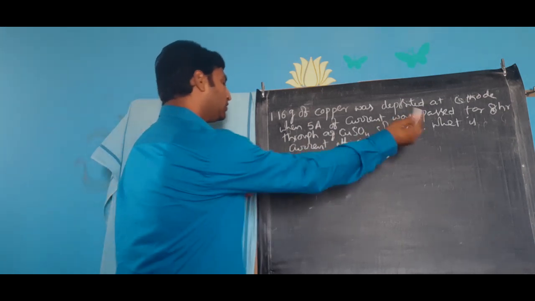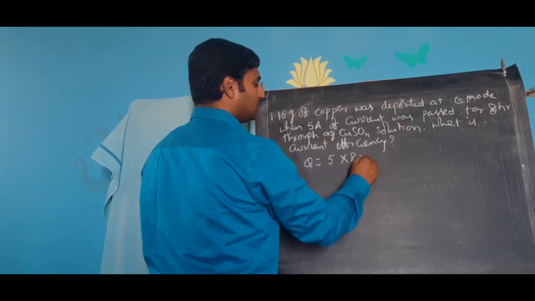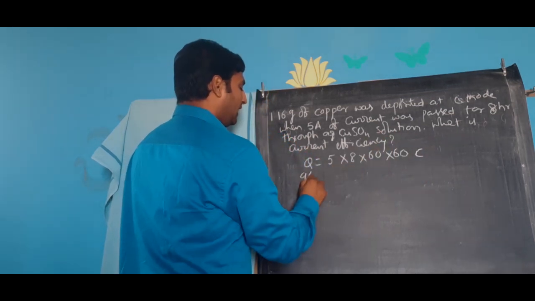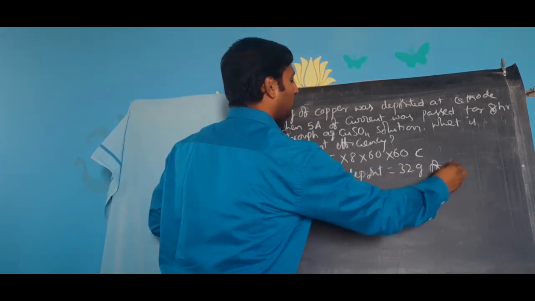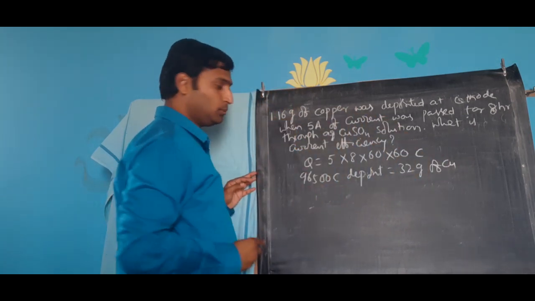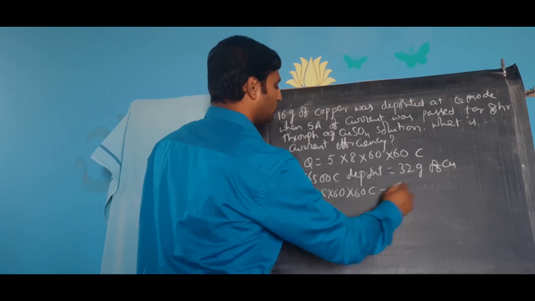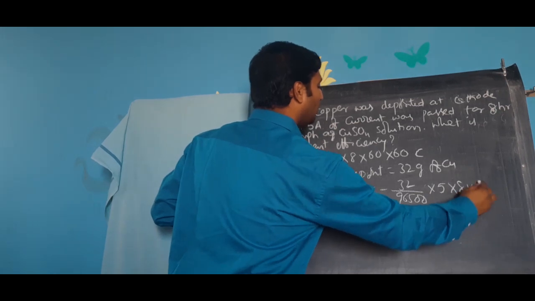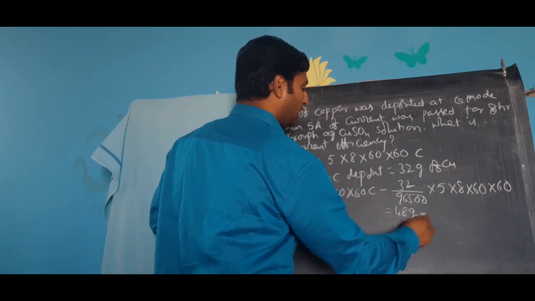Let us calculate that. The charge will be 5 amperes into 8 hours, meaning 8 into 60 into 60, so many coulombs. Now you know very well 96,500 coulombs would deposit 32 grams of copper, because that is the equivalent mass of copper, 64 by 2. Valency of copper in copper sulfate is 2. Therefore, 5 into 8 into 60 into 60 coulombs would deposit how much? 32 by 96,500 into 5 into 8 into 60 into 60. Simplify this, you will end up getting 48 grams.